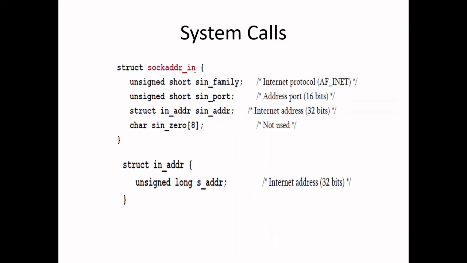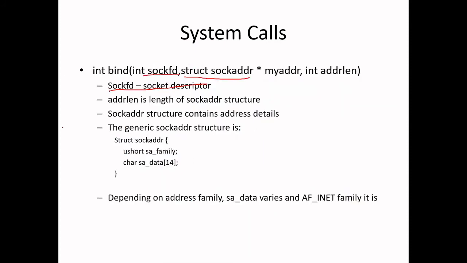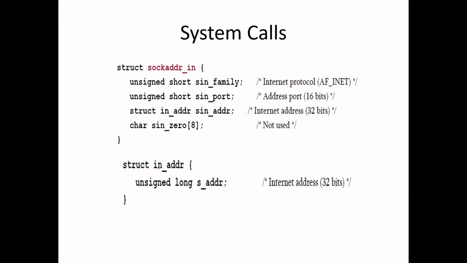The name is sockaddr_in. Now, looking at it, this is the generic structure. It has initially the family, and the data part is where you actually give the IP address and port number. In the case of the AF_INET family, the structure is like this.